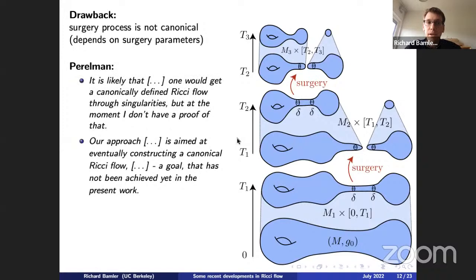Even Perelman noticed this disadvantage, and in both of his papers, he wrote a comment. For example, in his first paper, he wrote, "It is likely that one would get a canonically defined Ricci flow through singularities, but at the moment, I don't have a proof of that."